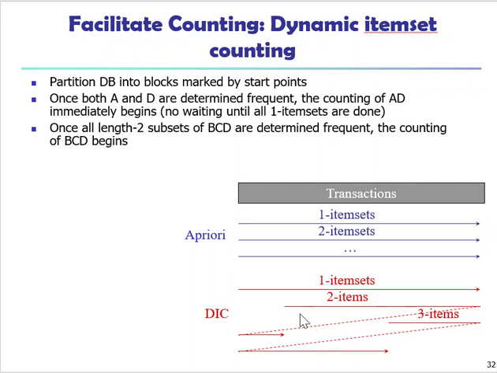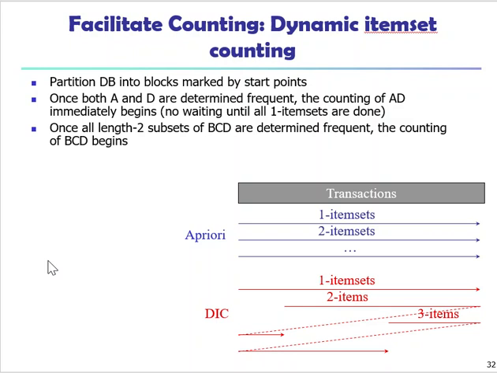Once we have sufficient information to start the three-item set count, we start right there. We don't need to wait for the two-item sets to be completely scanned. So in the next round of scanning, we still make up what we have not scanned, the part of the database that has already been offloaded. The algorithm may be a little bit more complex, but we save time.